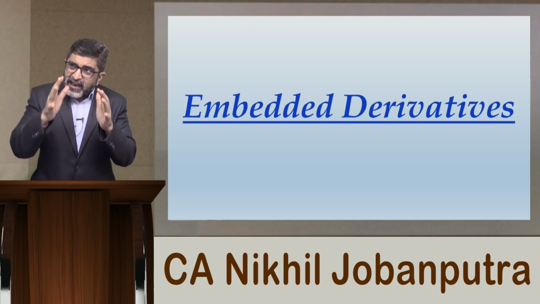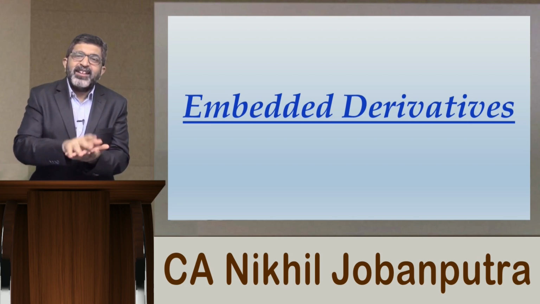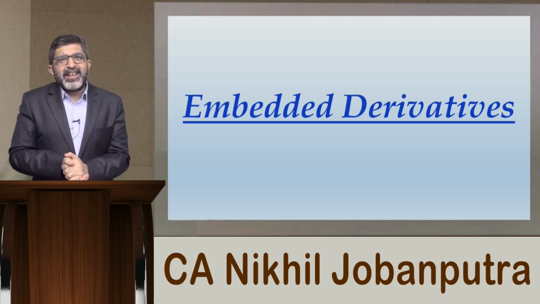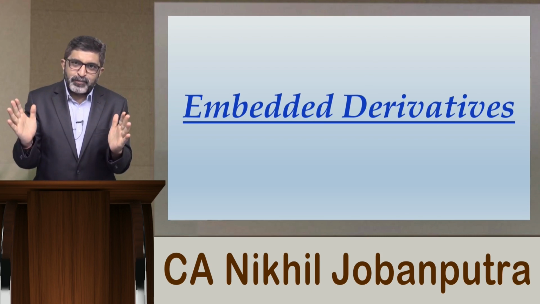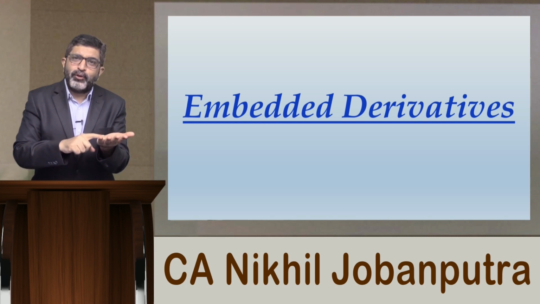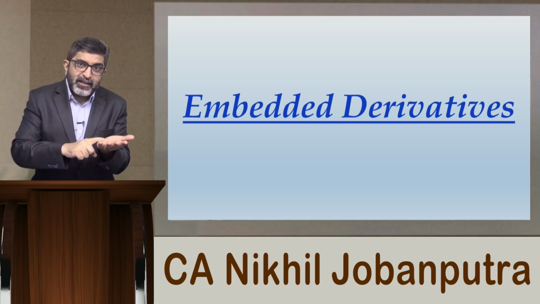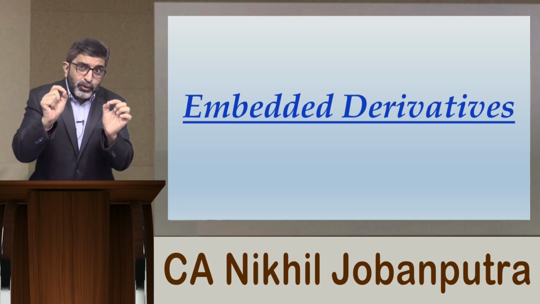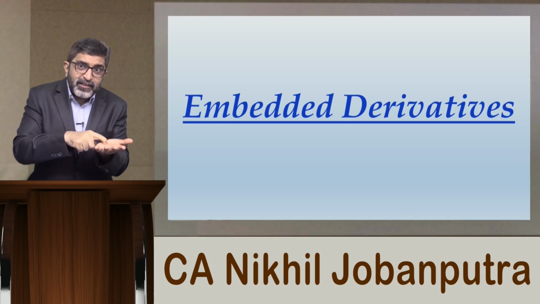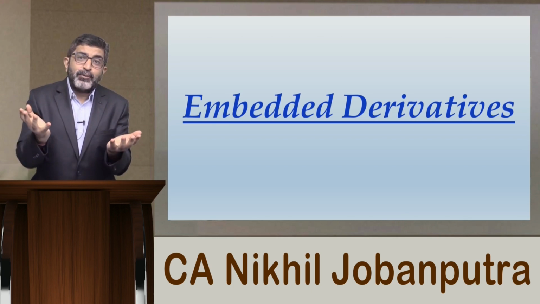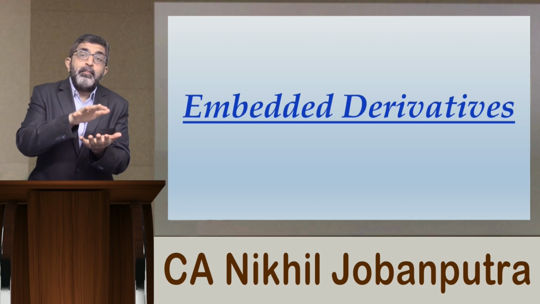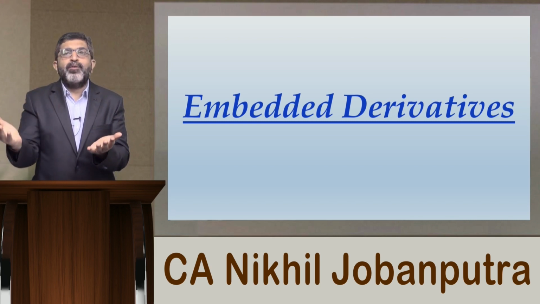Once you identify that in a contract an embedded derivative is present, the next step is how to account for that embedded derivative. The standard has made something very clear. You first observe the nature of the host contract. If the host contract is an asset within the scope of Ind AS 109, that is the language used in the standard, that means if the host contract is a financial asset, then the embedded derivative shall not be accounted for separately.